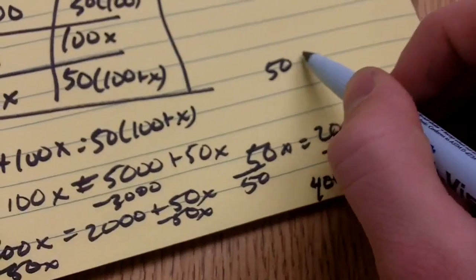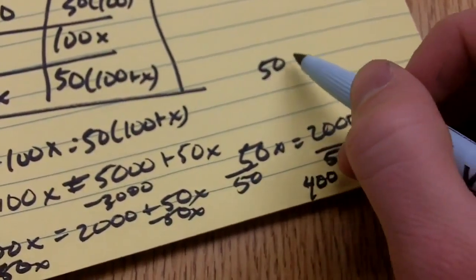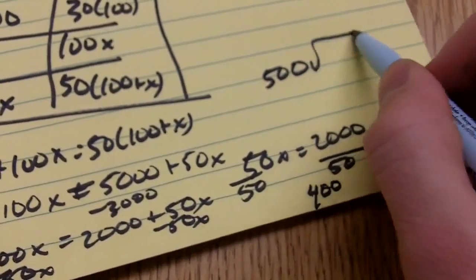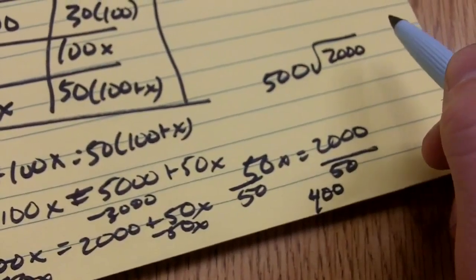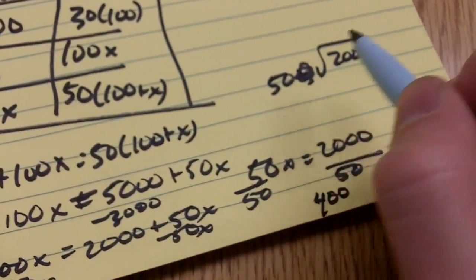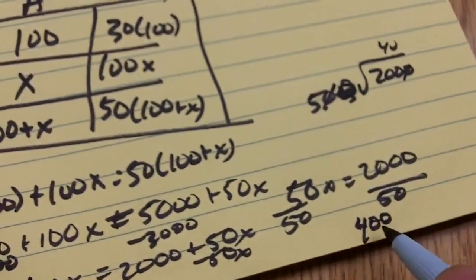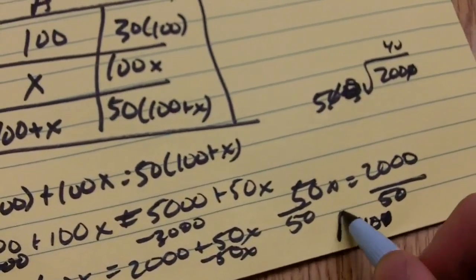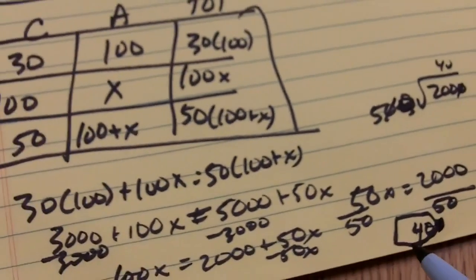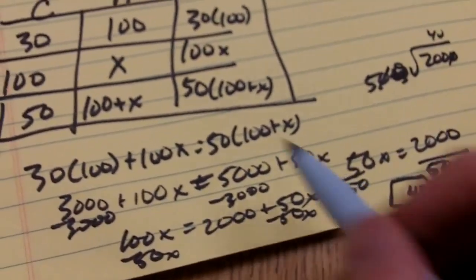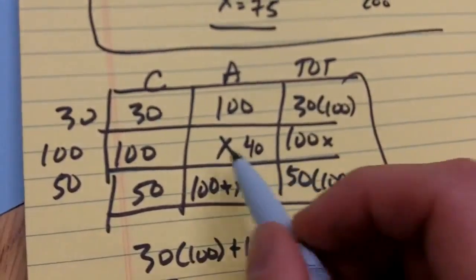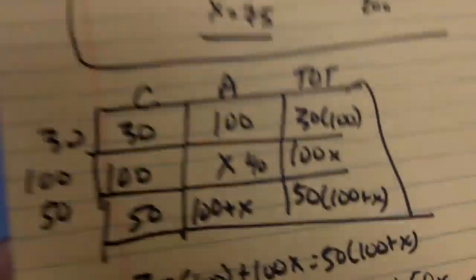How many times does 50 go into 2,000? Sorry. Take a 0 off each one. 5 goes into 20 four times, so 40. So the answer is 40. That told me what x is. Is that what I wanted? Yes, that's what I'm looking for in this problem. So the answer to number 4 is 40.